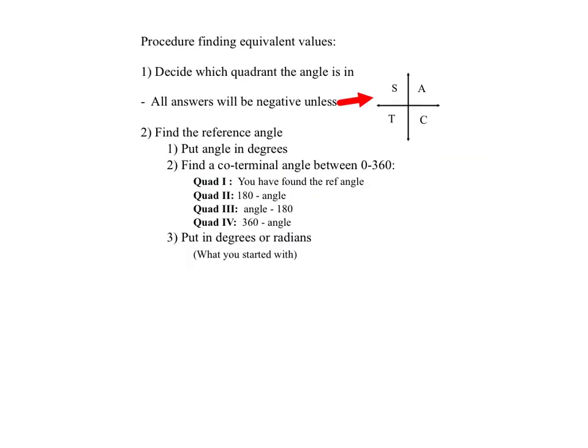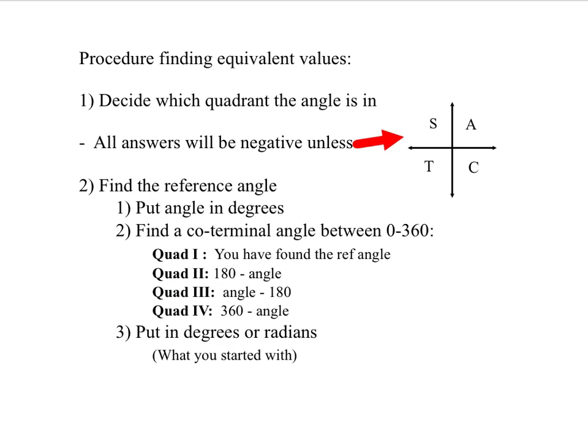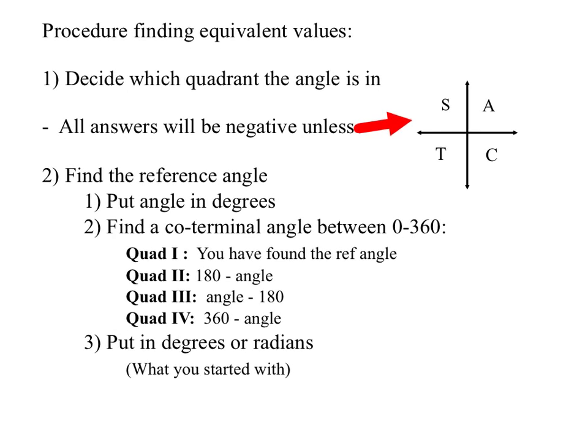All right, so here's where I said, I'm sorry, it's a little small on yours, but you have good eyes. This is how to find a reference angle. Put the angle in degrees, if it isn't already. Find a coterminal angle between 0 and 360, so add or subtract 360. If you're in quadrant 1, you're done. Quadrant 2, 180 minus the angle. Quadrant 3, the angle minus 180. And quadrant 4, 360 minus the angle. Okay, and if they want you to be in radians, put it in radians.